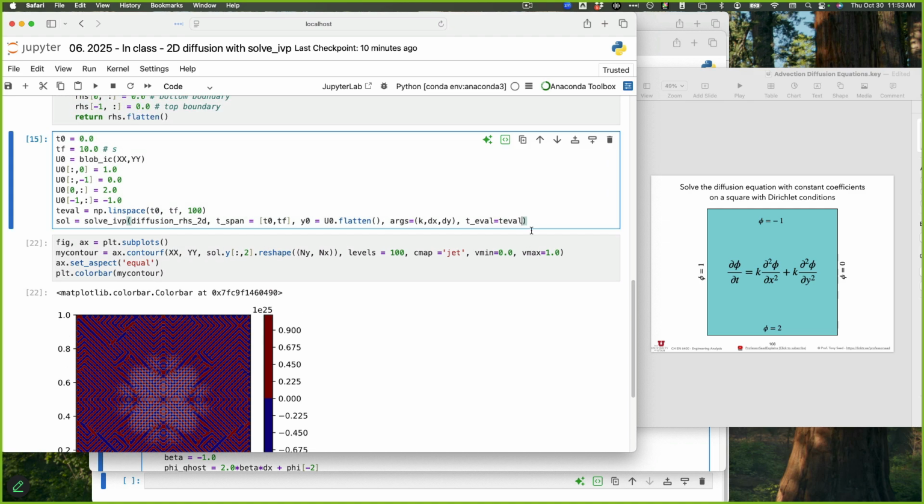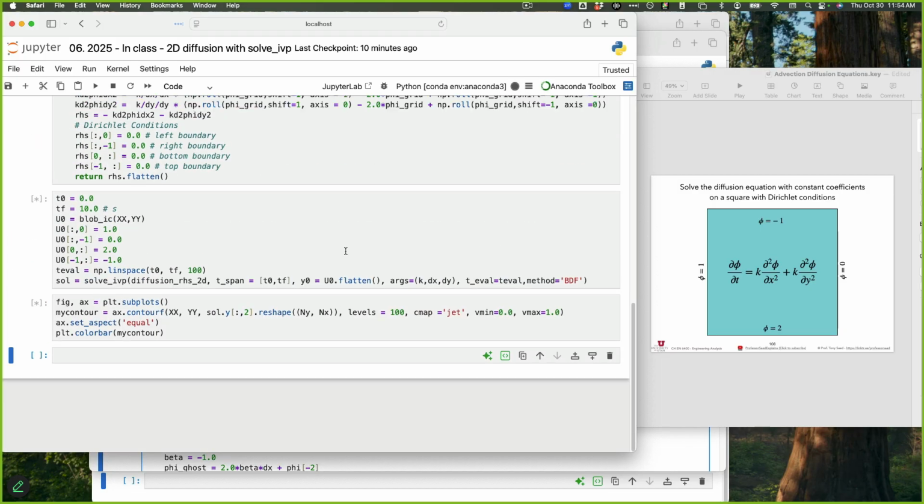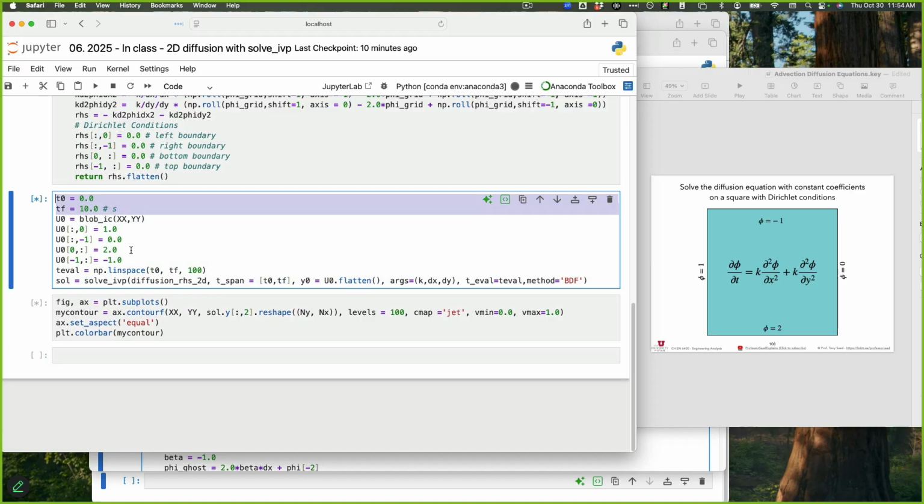Why? We were using RK45. So let's change the method to BDF. Okay, let's change the method to BDF and see what it does. It's gonna take a little bit more time because this is a high resolution case. And 10 seconds is long.